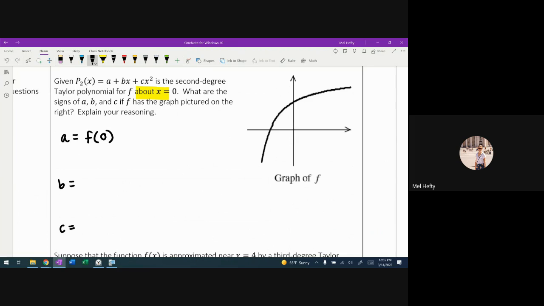This is a graph of f of x. So what could you tell me? We're looking for the signs. Could you tell me anything about the sign of f of 0? How do you know it's positive? Yeah, we're looking at the y value. This is above the x-axis. All right, how do we normally get the thing in front of x?